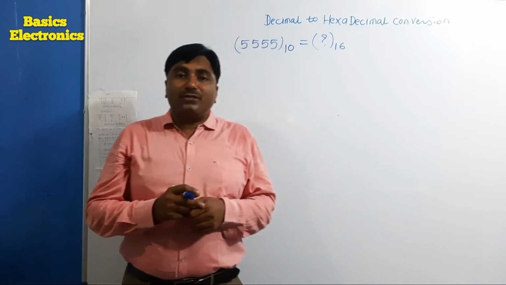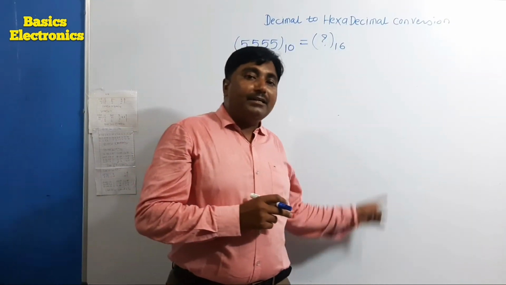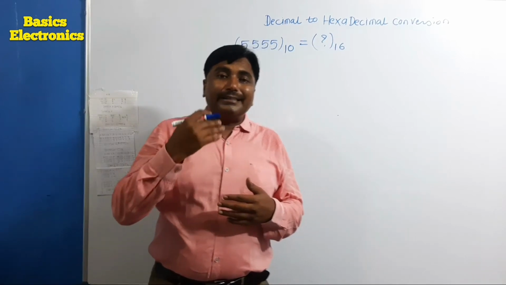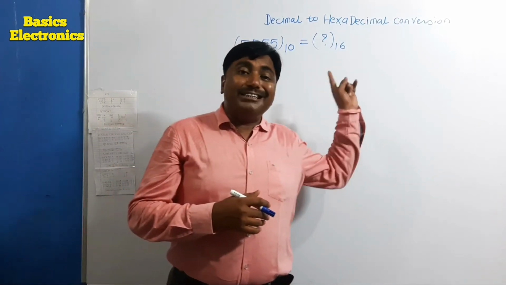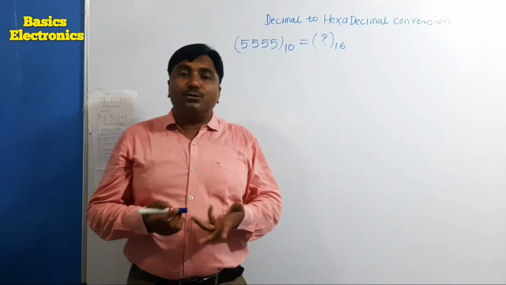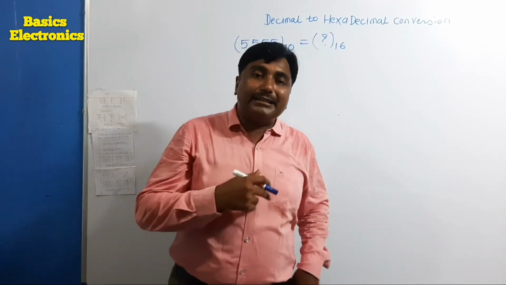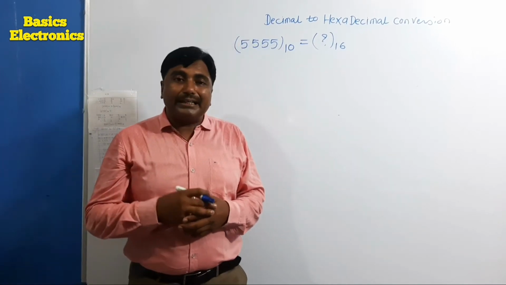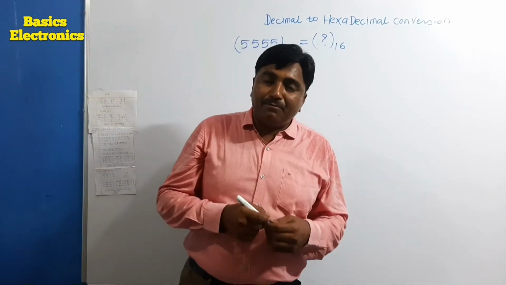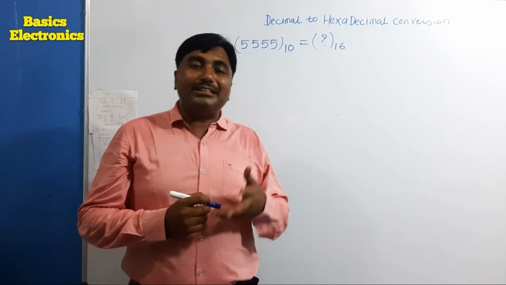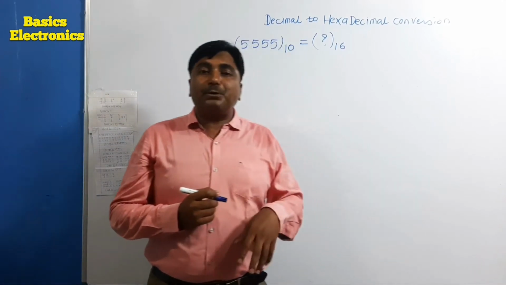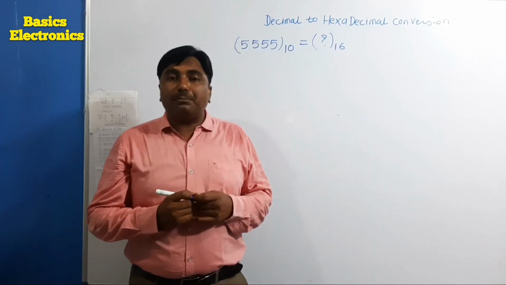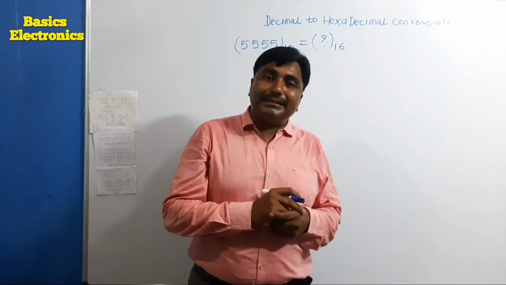But before writing the remainders in reverse order, check if there is a digit greater than 9 in the remainder. If it is greater than 9, we convert it into hexadecimal. For example, when the remainder is 11, its equivalent in hexadecimal is B. If we get the remainder 15, its equivalent in hexadecimal is F.